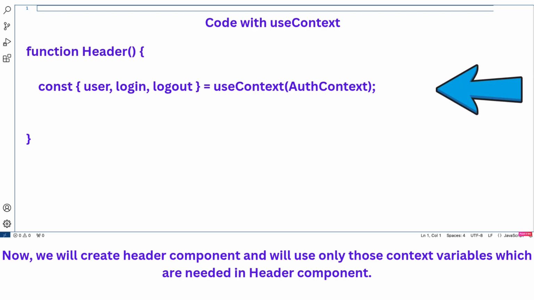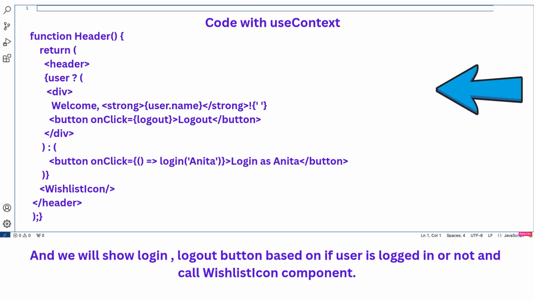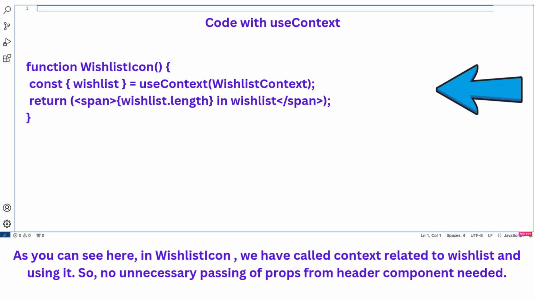Now, we will create header component and will use only those context variables which are needed in header component. Unlike prop drilling approach, where we had to use wish list props in header component, just to pass to wish list icon component. And we will show login, logout button based on if user is logged in or not and call wish list icon component. As you can notice here, unlike prop drilling code, we have not passed any props down to wish list icon component, as we will call context in it. As you can see here, in wish list icon, we have called context related to wish list and using it. So, no unnecessary passing of props from header component needed.